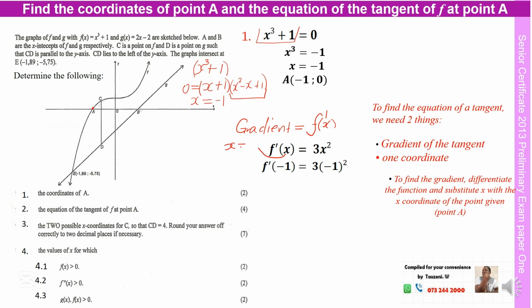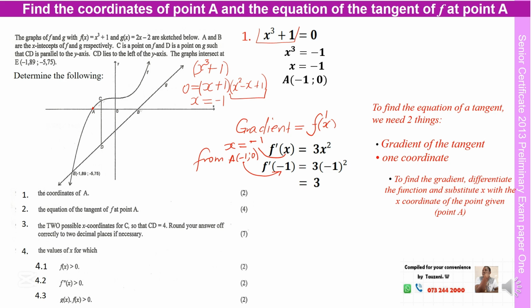So x is equal to -1, and this -1 is coming from point A, because at point A, that is where the line is touching the curve. The x value of point A, which is -1, is what we substitute into x in the derivative to determine the gradient at x is equal to -1. So for this particular question, the gradient is equal to +3.